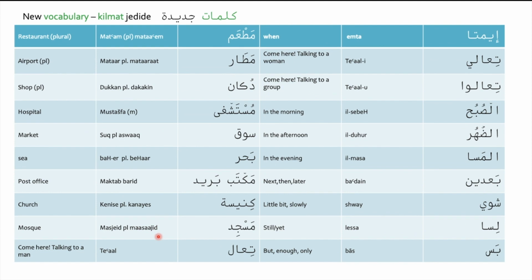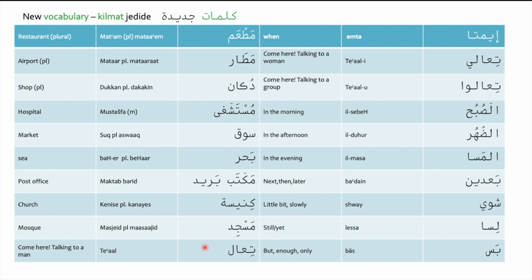So we've got مطعم, مطار, دكان, مستشفى, سوق, بحر, مكتب بريد, كنيسة, مسجد.